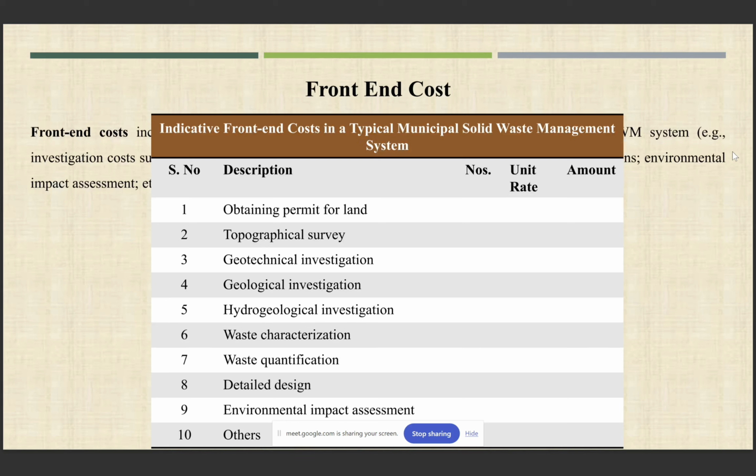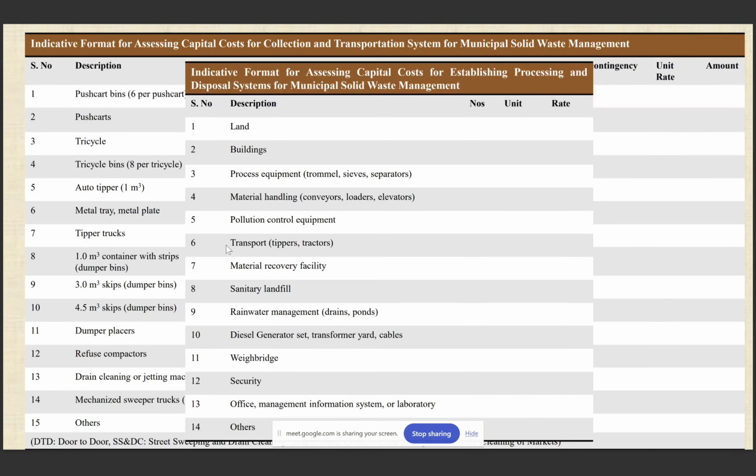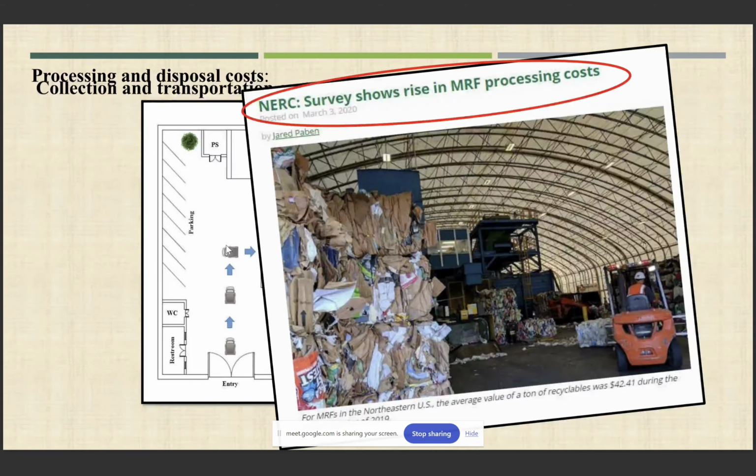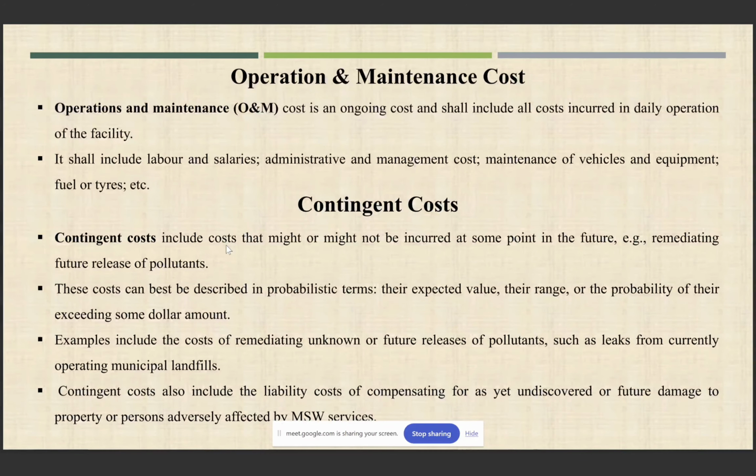So each type of cost is discussed separately. These are some of the indicative front end costs which take place in a typical solid waste management system, like obtaining permit for the land, topographical survey, geotechnical investigation, geological investigation, hydrogeological investigation, waste characterization, quantification, and so on. So each type we discuss separately.